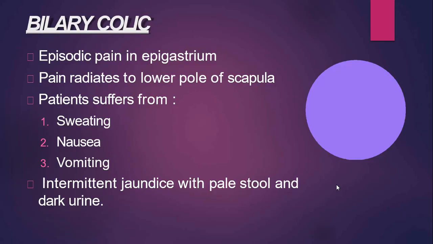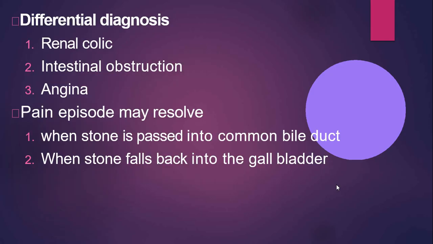Now if we talk about biliary colic, it is episodic pain in the epigastrium, radiating to the lower pole of the scapula on the back side, and the patient may suffer from sweating, nausea, vomiting. And in biliary colic, there is an intermittent jaundice with pale stool and dark urine. It means a stone comes into the bile duct, blocks the bile duct, and then it passes. So this is known as intermittent jaundice.